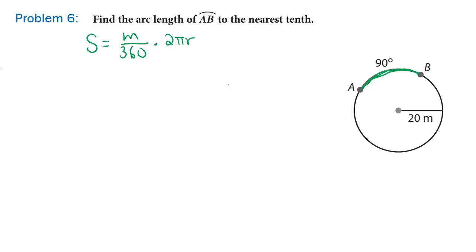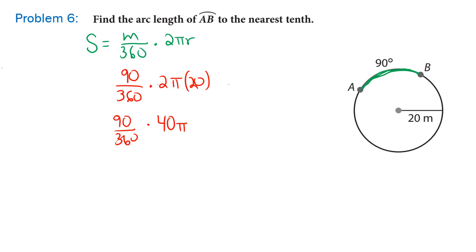The angle measure we have is 90 for that particular arc. So 90 over 360 times 2 pi, our r is 20, our radius. So 2 times 20 is 40, so we have 40 pi times 90 over 360. We can reduce 90 over 360 down to 1/4 by dividing the top and bottom by 90. We can do 1 times 40 pi over 4. We can reduce that down to 10 pi.